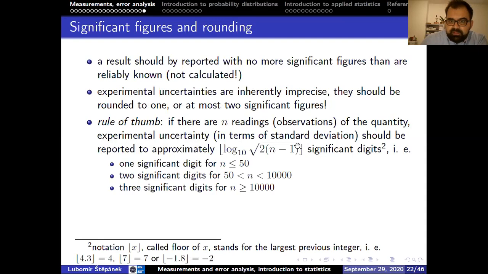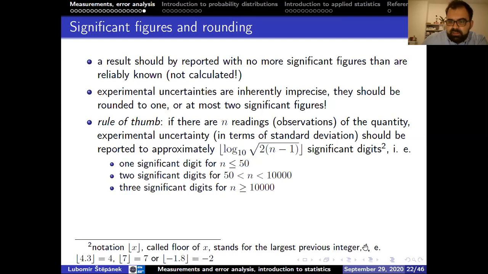There is just a formula. If we have a given value of n, you can calculate this. It's just 2 times the square root of n minus 1, decimal logarithm. These special brackets stand for something called the floor of x, which is just the largest previous integer.